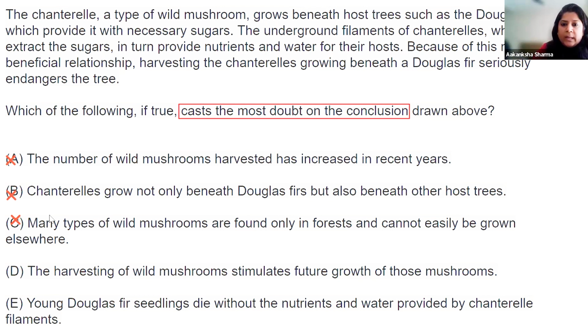So let's read E carefully and understand what it's trying to say. E says, young Douglas fir seedlings die without the nutrients and water provided by chanterelle filaments. Now, you need to be a little careful here as this is a trap answer choice. Why? Because it is actually doing exactly the opposite of the given task. E is actually supporting the conclusion by saying that if you harvest the mushrooms, the young fir seedlings will die. That means we are having some negative impact on the growth of the tree. Since E is proving the opposite, it gets eliminated. What is left is D, which is the best possible logic out of the 5 answer choices.